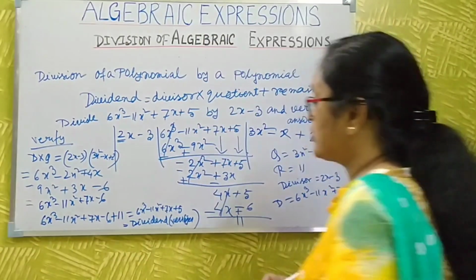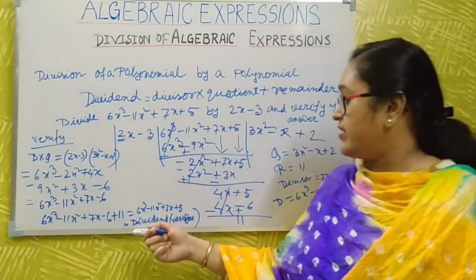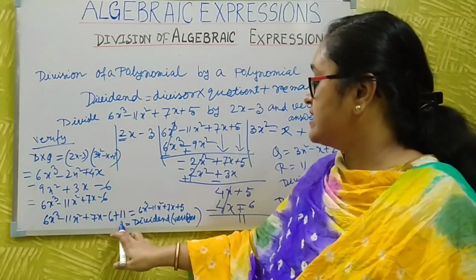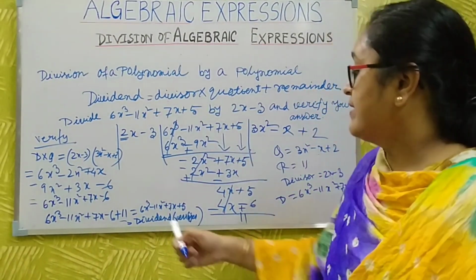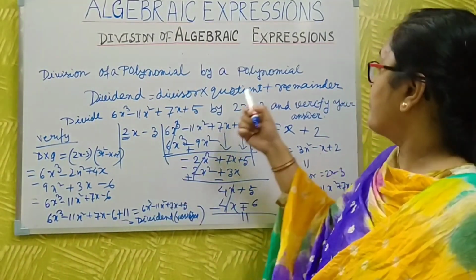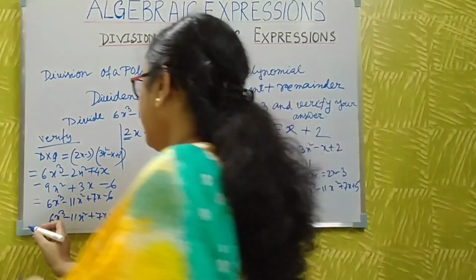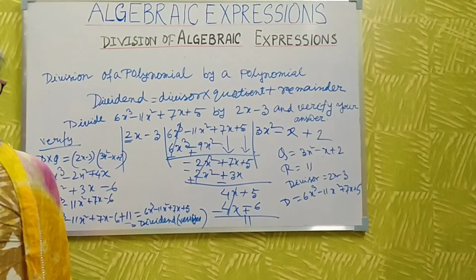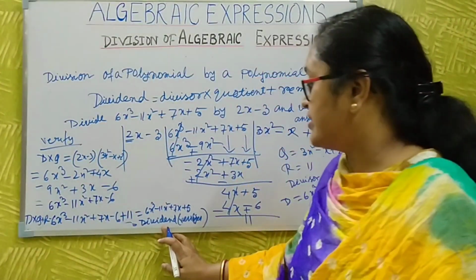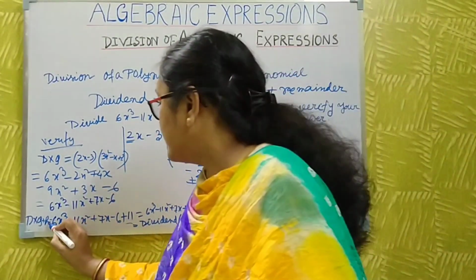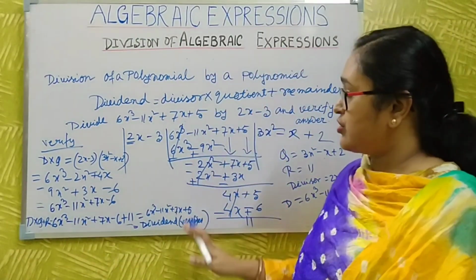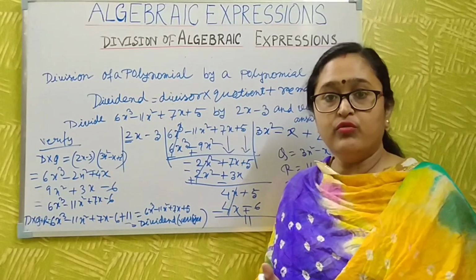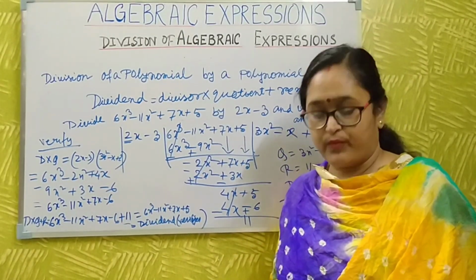You just do the division like this and verification also here. Now I add the remainder, plus 11. This is the main formula: divisor into quotient plus remainder is this one. This is the dividend also. This is the verification. Just look down. This is a very important sum for you for the division also.